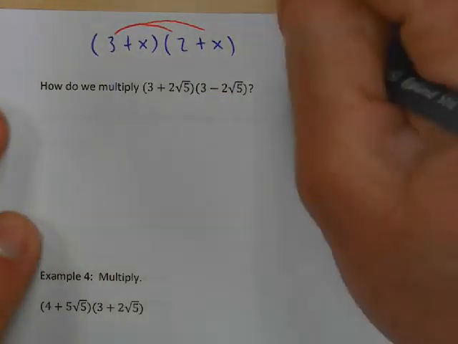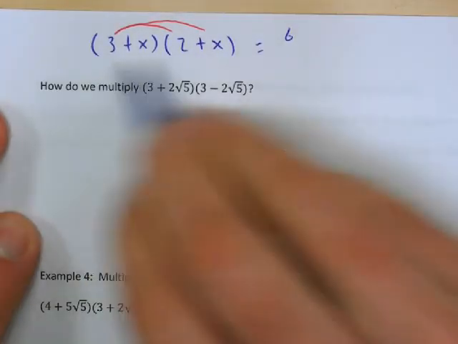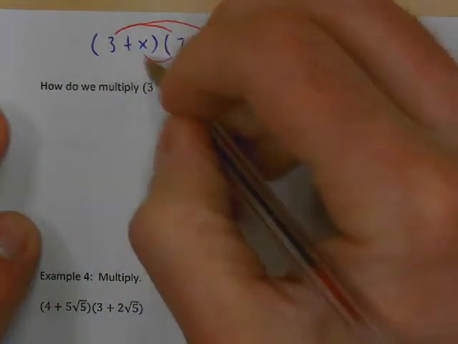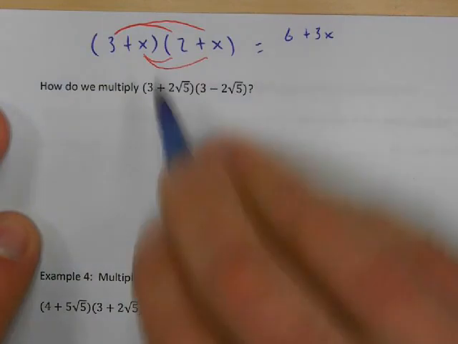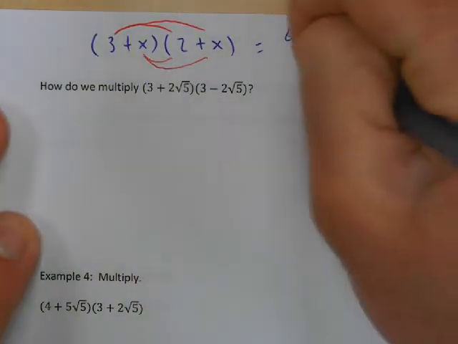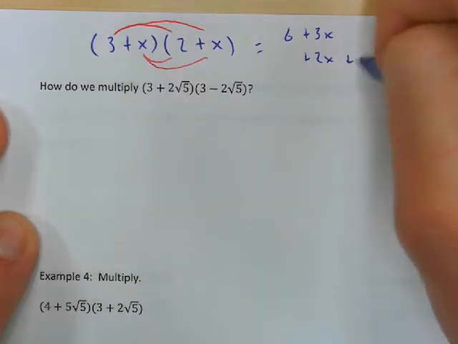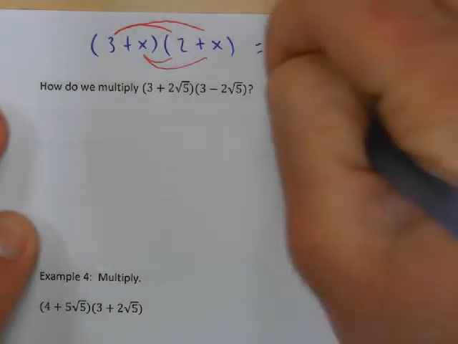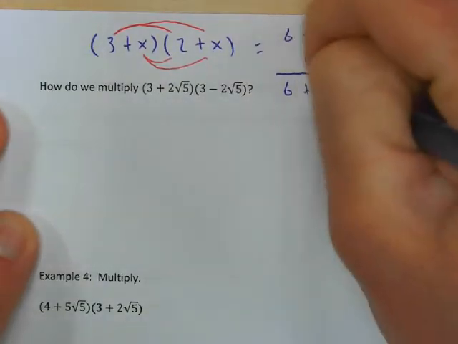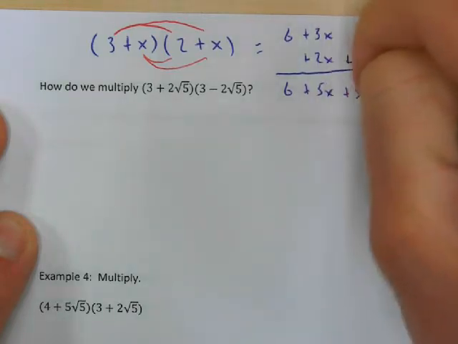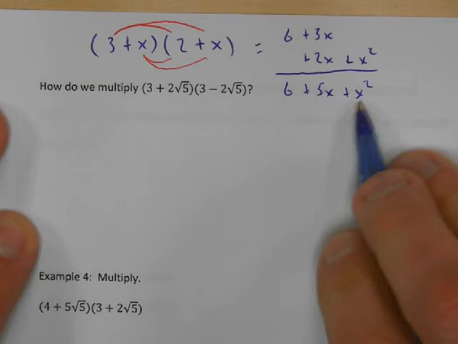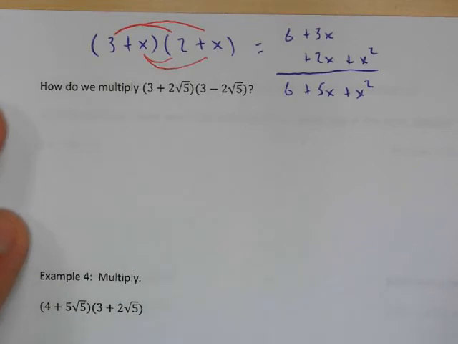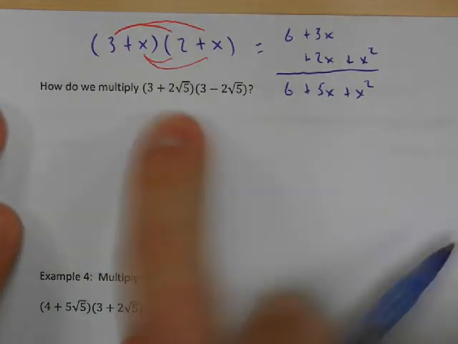3 times 2, we get 6. 3 times x is 3x. And then next distribute the x to these two terms. And we get x times 2 is 2x. x times x is x squared. And then I want to combine like terms. We'll just do it right here. Bring down the 6. 3x plus 2x is 5x. And then plus x squared. Now normally we write them in descending order, so it would be kind of backwards, x squared plus 5x plus 6. But the point is, if we have a binomial times a binomial, we FOIL it. Okay? So then that's all we want to do here, is FOIL this thing.